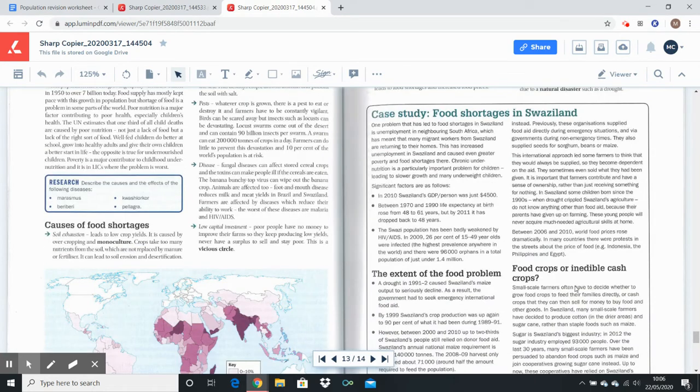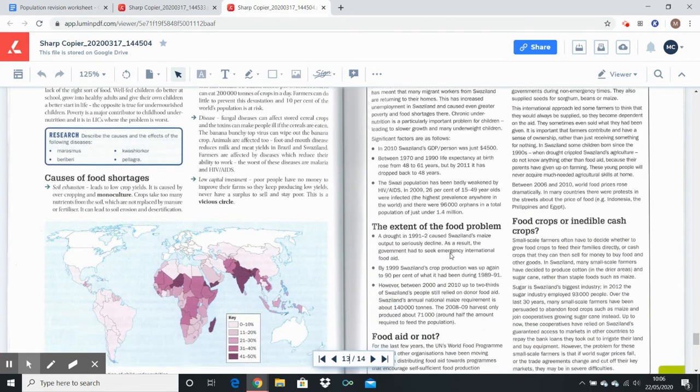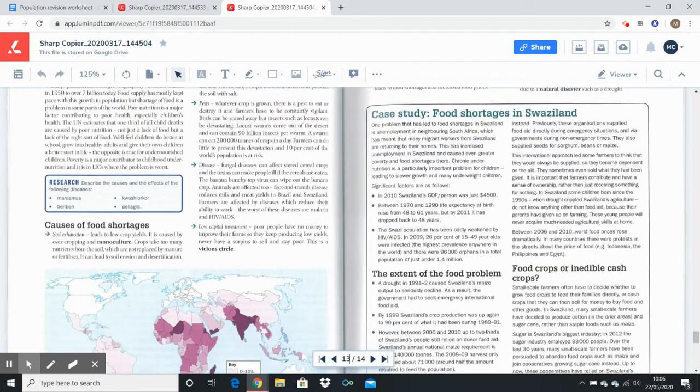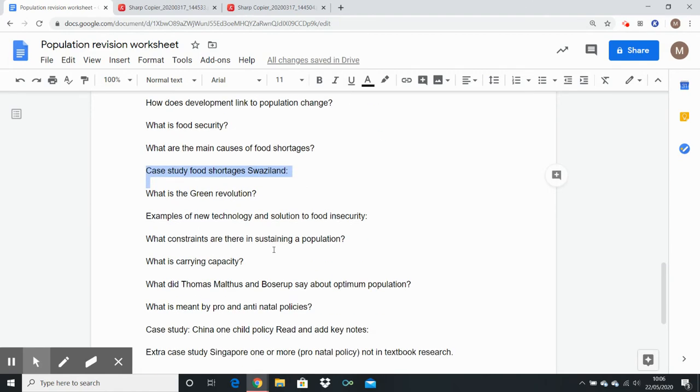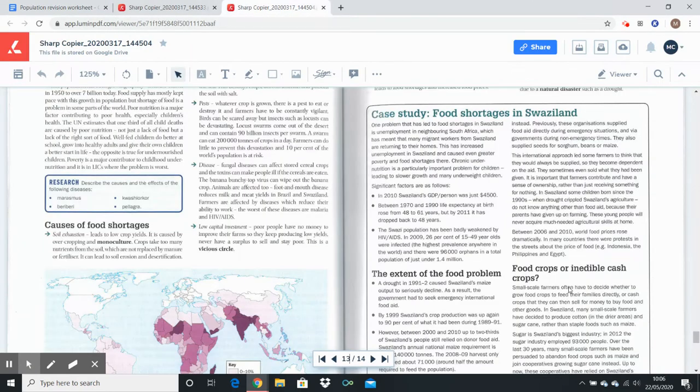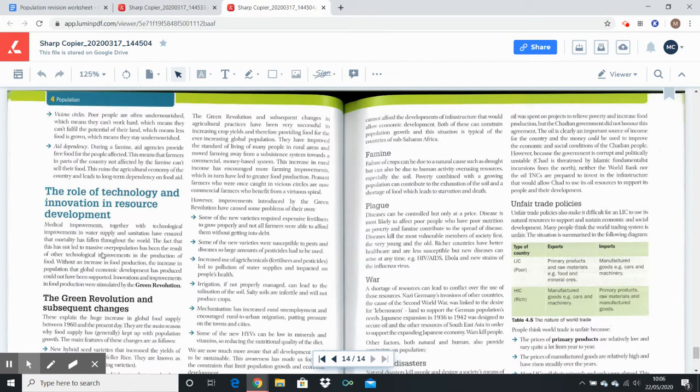You'll then be on food shortages in Swaziland. Again, a good one to read through and add some extra facts and information to. And it's just here as well. So nearly finished off now, but just here as well.